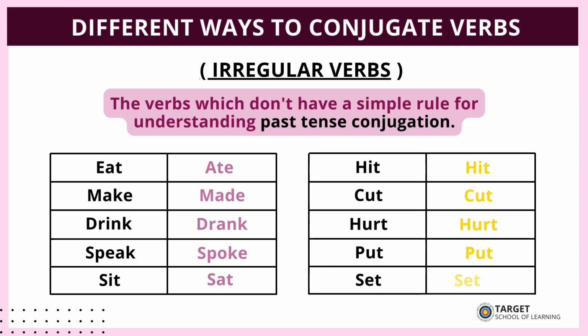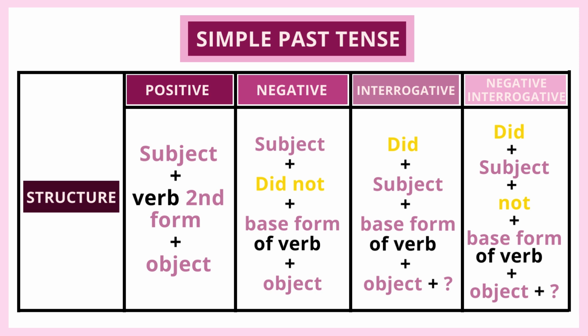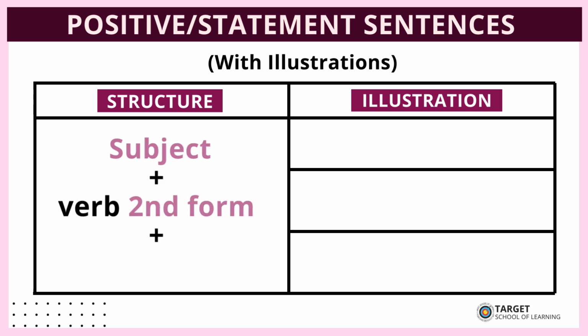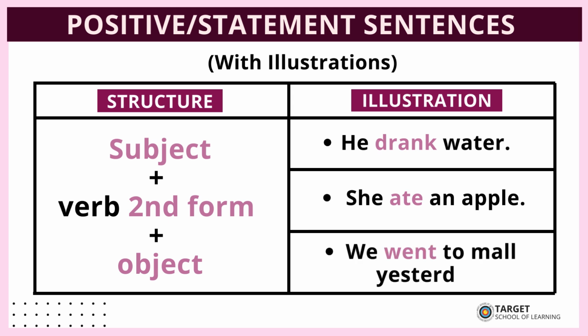Set, set. Let's learn the sentence structure of all four types of sentences of simple past tense. Coming to the first one, that is statement. Subject followed by verb's second form plus the object. Here are some illustrations. He drank water. Drank is the second form of the verb drink. She ate an apple. Ate is the second form of the verb eat. We went to mall yesterday.